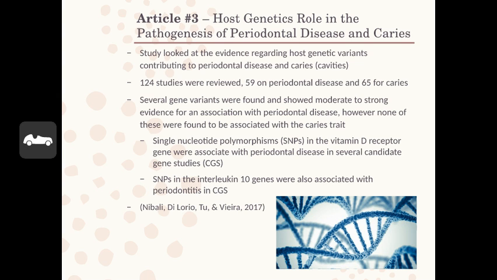Single nucleotide polymorphisms in the vitamin D receptor gene were associated with periodontal disease in several candidate gene studies. Single nucleotide polymorphisms were also found in the interleukin 10 genes that were associated with periodontitis in the candidate gene studies. This study shows that there are genetic roles in periodontal disease formation.